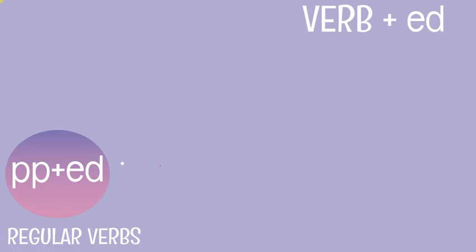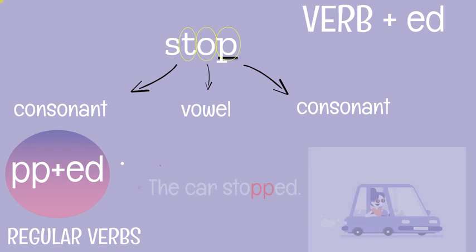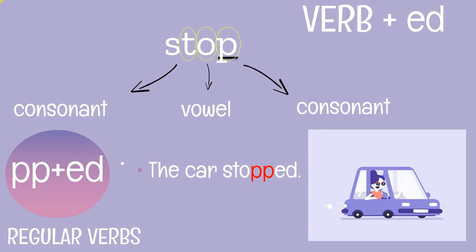Remember, if the verbs end in consonant plus vowel plus consonant, we double the last consonant and then we add ed in the end. For example, stop, stopped. The car stopped.